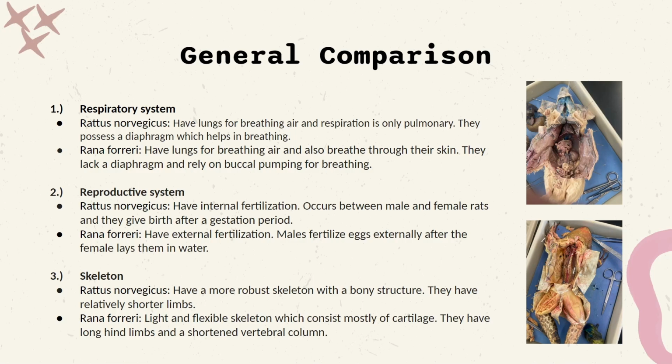The rats have a more robust skeleton with a bony structure, and they have relatively short limbs. The frog has a light and flexible skeleton, which consists mostly of cartilage, and they have long hind limbs and a shortened vertebral column.